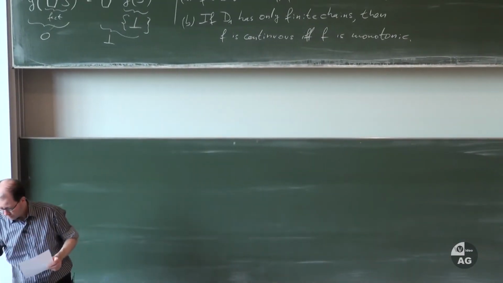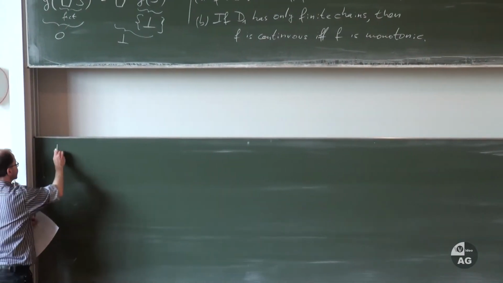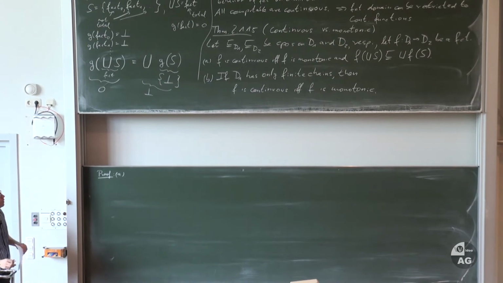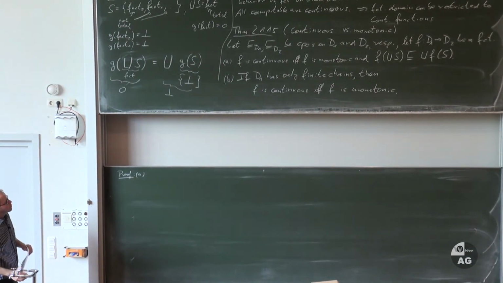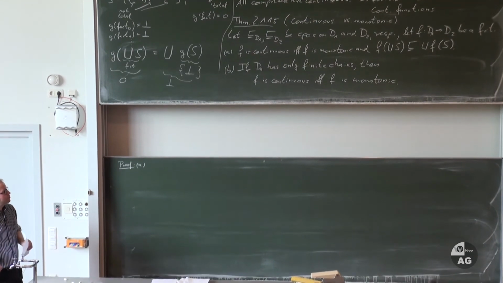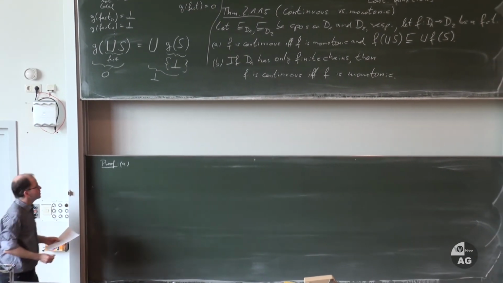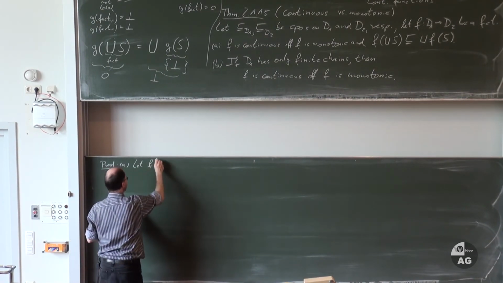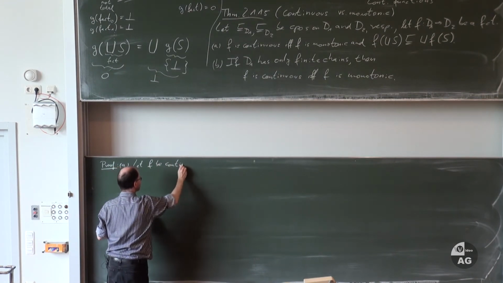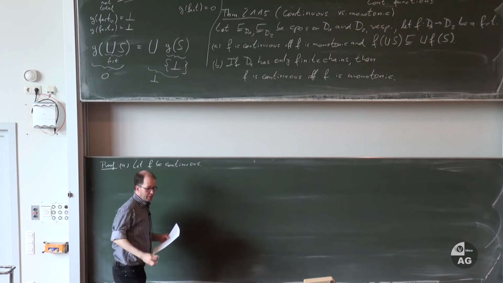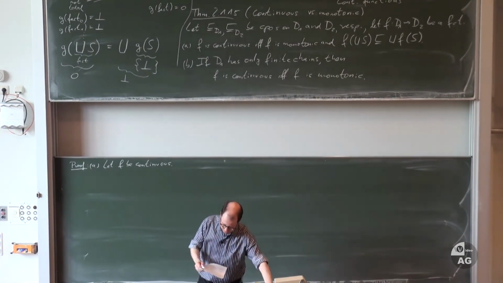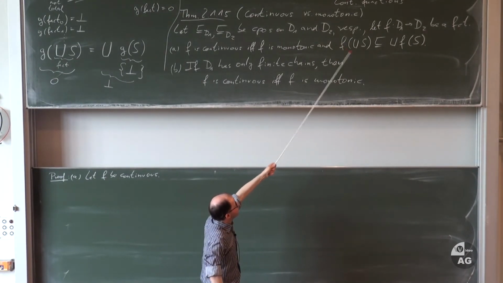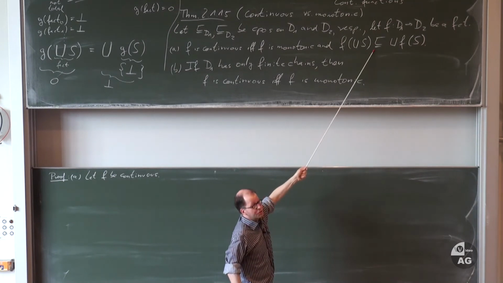Let's prove this. Okay, so let's first prove the direction from left to right. So let f be continuous, and we have to show that the stuff on the right-hand side holds. So let f be continuous. Now, if f is continuous, then clearly this holds, because we know that this here is equal to that, and, well, this relation is reflexive.